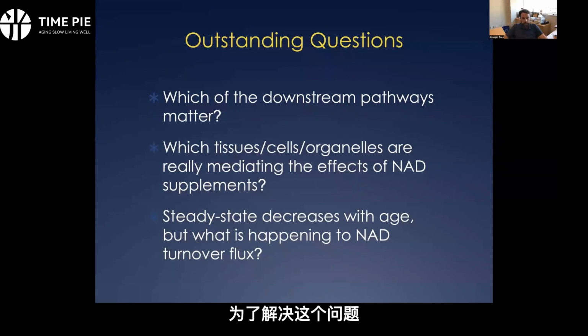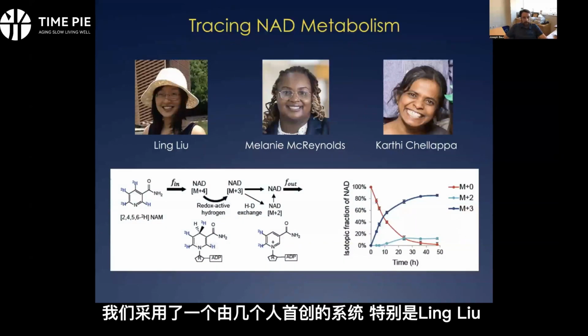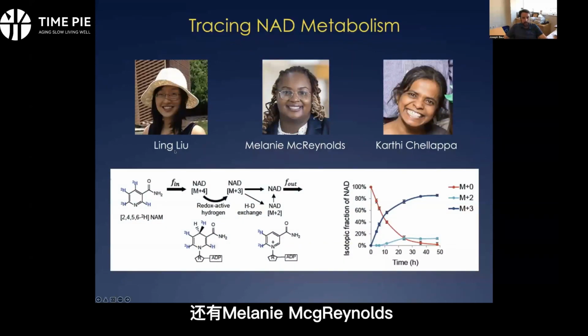So to try to get at this, we employed a system that was pioneered by a couple of different people, particularly Ling Liu and Josh Rabinowitz's lab, and then Melanie McReynolds when she was in Josh's lab, and Karthi Chalapa in my lab, used this system to measure NAD turnover in a variety of systems. So what this uses is this tetradeuterated nicotinamide. So there's deuterium at 4 different positions.